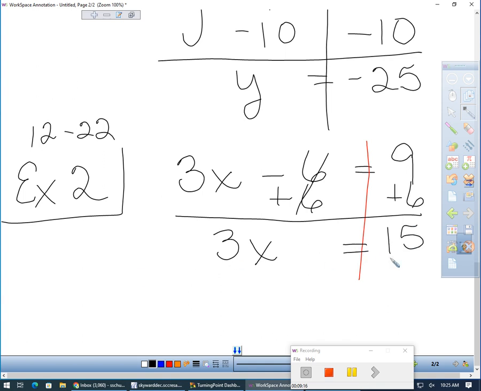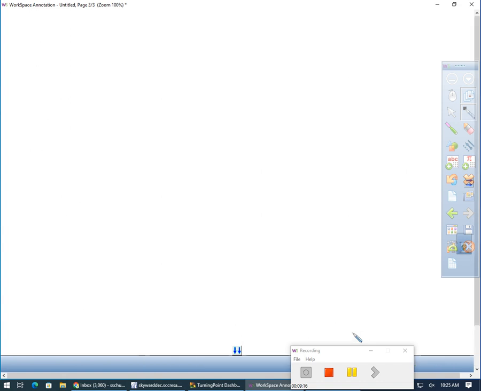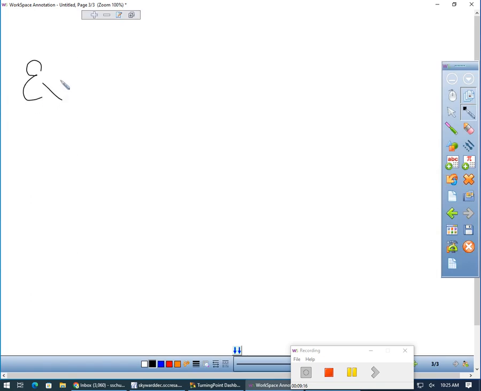Good. And then our last step said divide by the coefficient on the variable. So we divide by 3. Whatever I do to this side, I have to do to that side. So x equals 5. Correct. We're going to do one more from that section before we go on. Example 3.